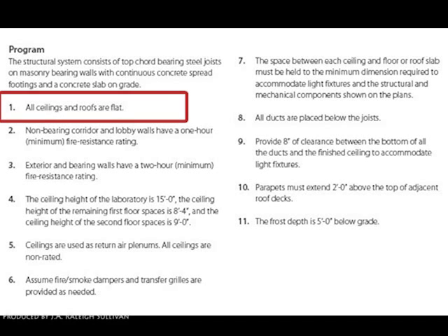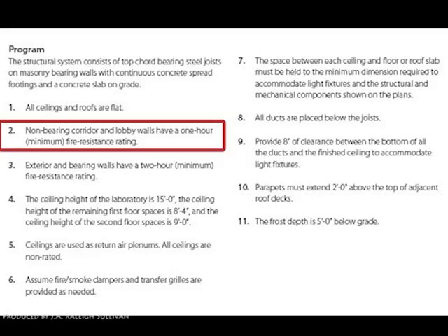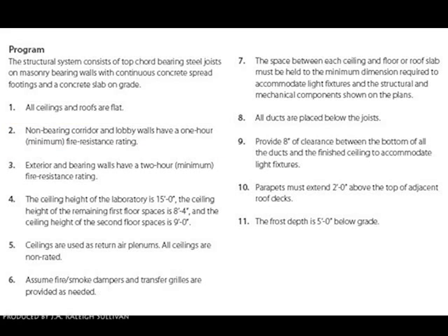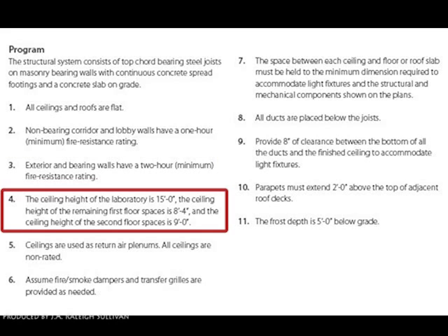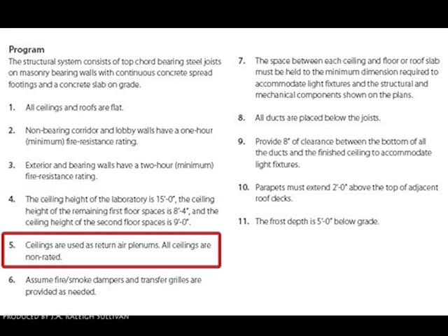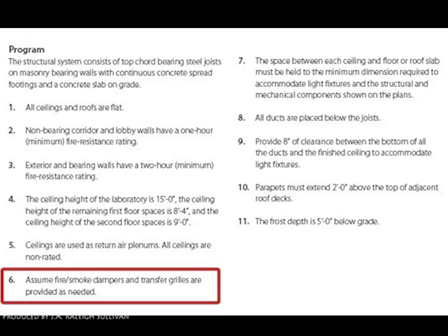Number 1. All ceilings and roofs are flat. Number 2. Non-bearing corridor and lobby walls have a minimum fire resistance rating. Number 3. Exterior and bearing walls have a 2-hour minimum fire resistance rating. Number 4. The ceiling height of the laboratory is 15 feet. The ceiling height of the remaining first floor spaces is 8'4", and the ceiling height of the second floor spaces is 9 feet. Number 5. Ceilings are used as return air plenums. All ceilings are non-rated.